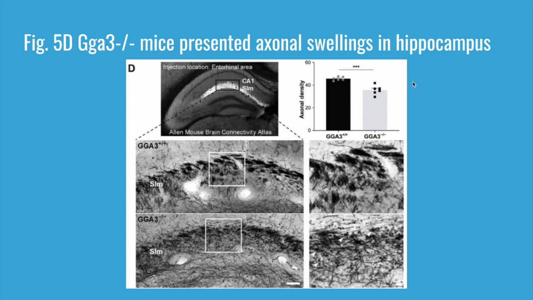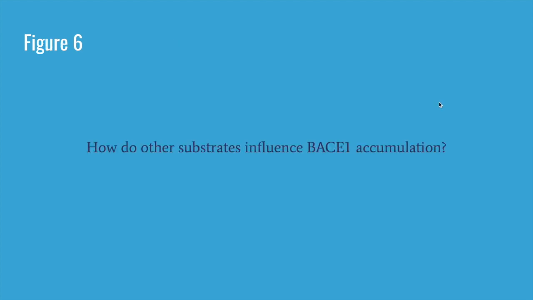And then along with looking at the swellings, they also measured the axonal density, as you can see on the top right with this graph, and they found that there was a reduction of about 25% in the GGA3 deletion mice in comparison to the wild type mice. So they now know that there's a loss of axonal density, specifically in this region. So now that we know that GGA3 deletion results in axonal swellings and BACE1 accumulation, they wanted to ask the question, how do other substrates influence BACE1 accumulation?